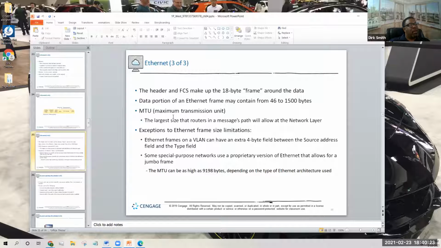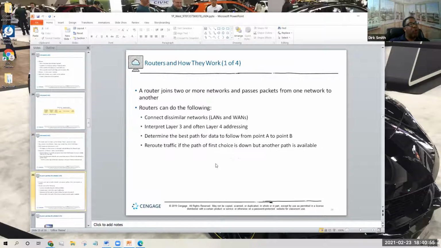The MTU, maximum transmission unit, is the largest size of the packet a router in a message path will allow at the network layer. So this is kind of how Ethernet works here. Special purpose networks use a proprietary version of Ethernet which allows for jumbo frames. So certain things can be adjusted, and that's something that some network administrators may alter.